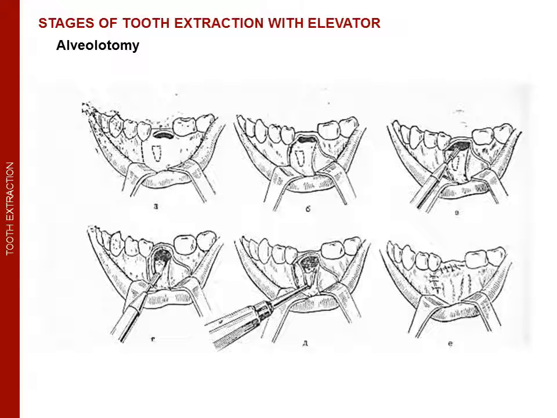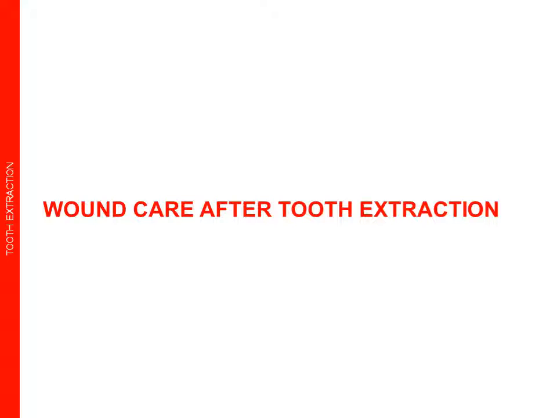The wound is washed with an antiseptic. The mucoperiosteal flap is put in place and sutured with catgut. Wound care after tooth extraction.